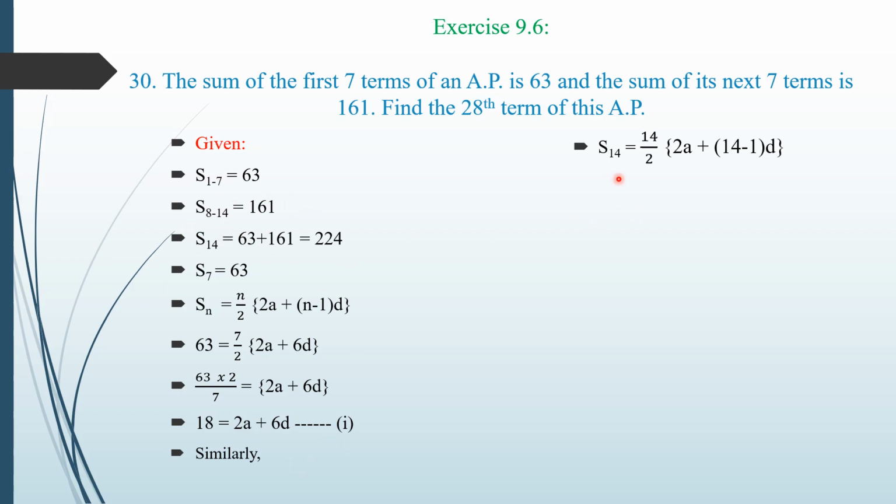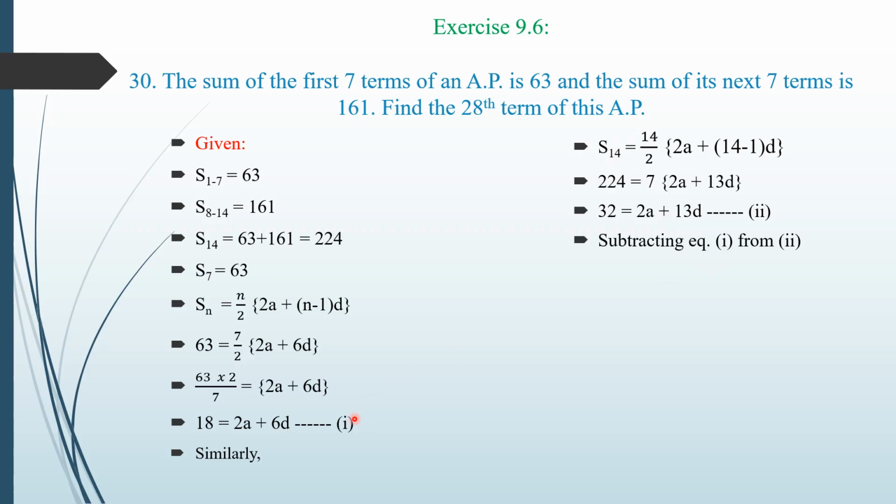When I solve that, S14 equal to n by 2, in place of n I have substituted 14 here. Here also I have substituted 14. S14 we know is 224, and 14 by 2 is 7, 2a as it is, plus 13, 14 minus 1 is 13, d here. Further simplifying, taking 7 in the denominator here, 224 by 7 will give me 32, that is equal to 2a plus 13d.